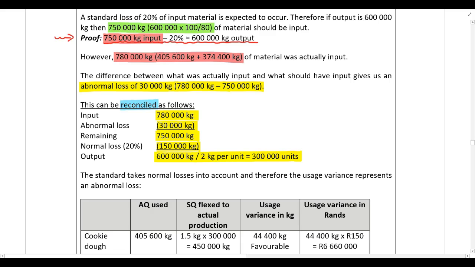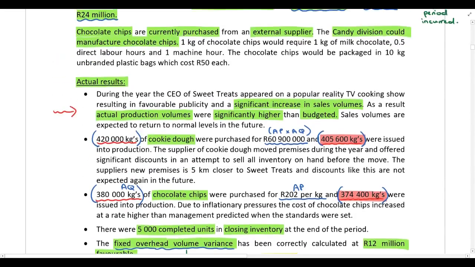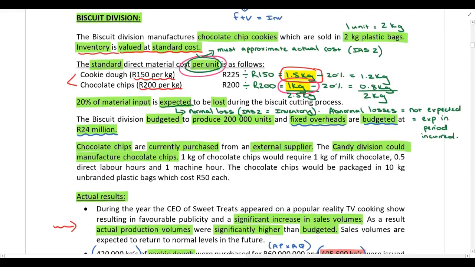All right, so why is it so important for you to understand this? Remember, guys, when we read through the information provided in the scenario, I said to you that in terms of IAS 2, normal losses are included in the value of inventory, and abnormal losses are not included in the value of inventory. They are expensed in the period incurred.